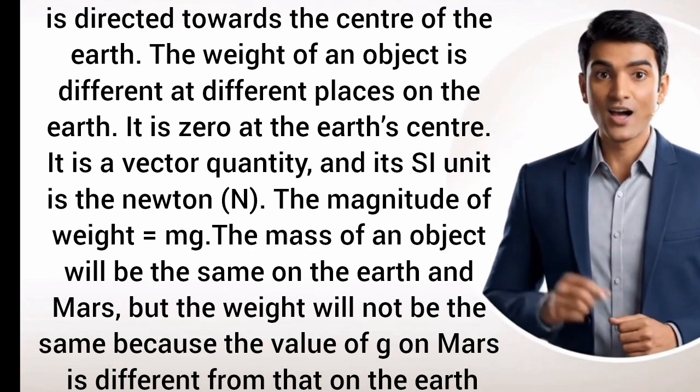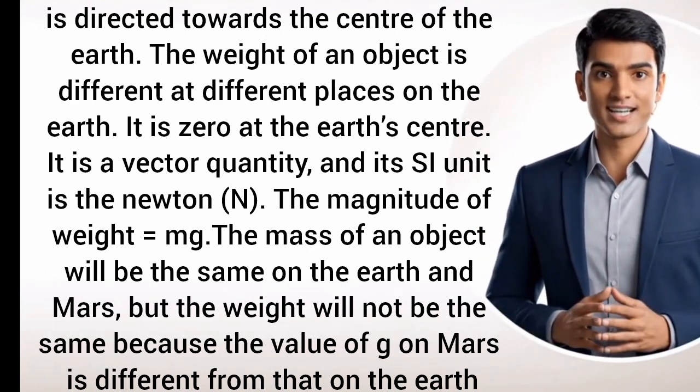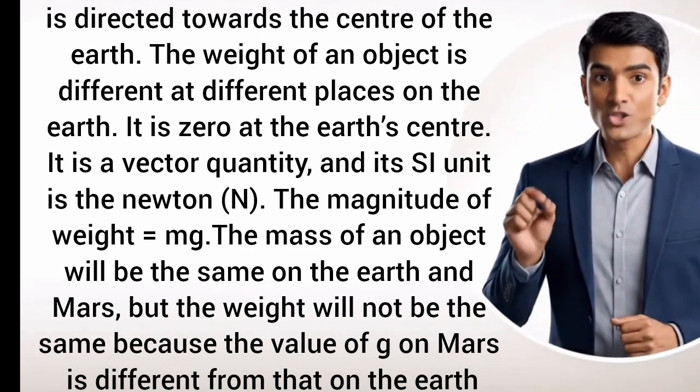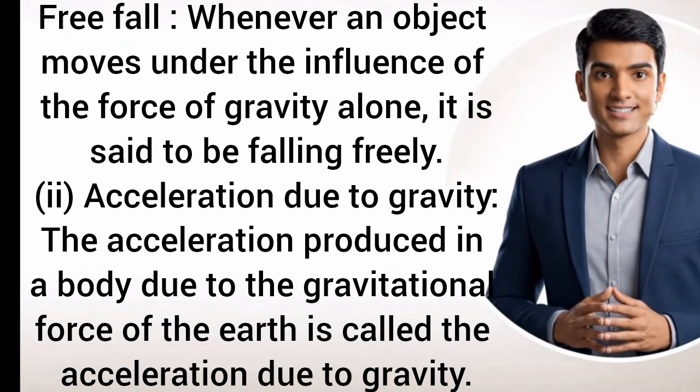The magnitude of weight equals mg. The mass of an object will be the same on the Earth and Mars, but the weight will not be the same because the value of g on Mars is different from that on the Earth.